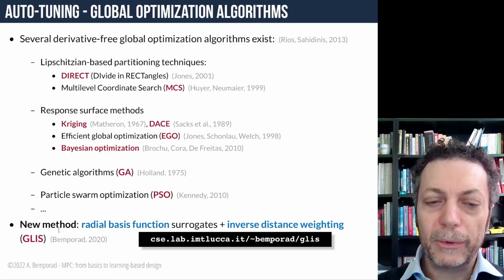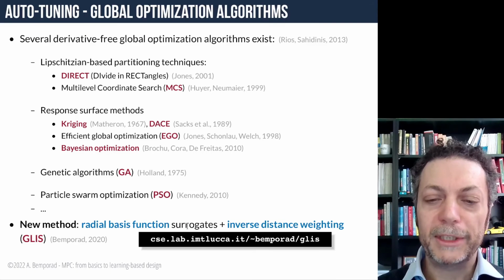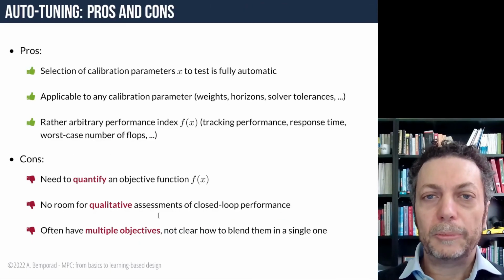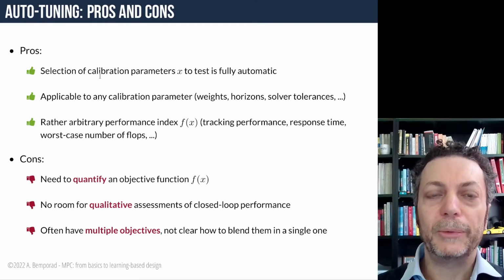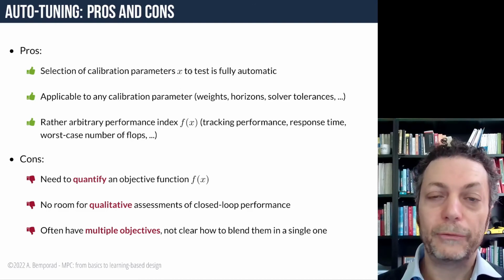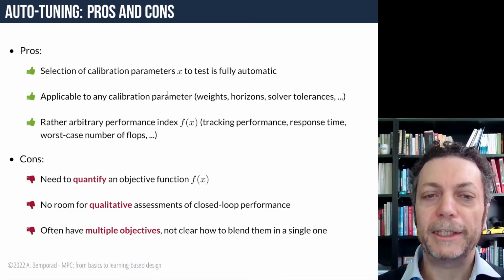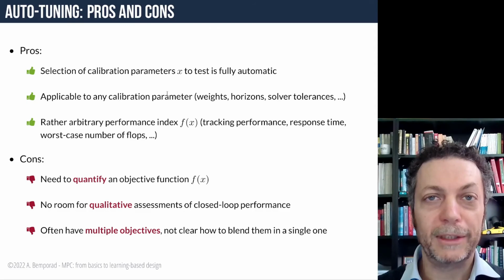And I recently proposed a new method, it's called GLIS, for global optimization using inverse distance weighting and radial basis functions. So, pros and cons of auto-tuning. The pro, as we've seen, is that we have a fully automatic selection of the MPC calibration parameters, and you can apply it to the controller parameters, but also to the estimator parameters and any other parameters that affect the closed loop performance.